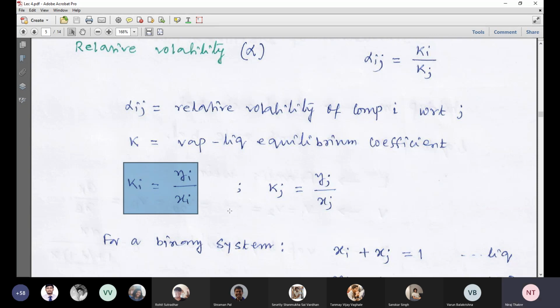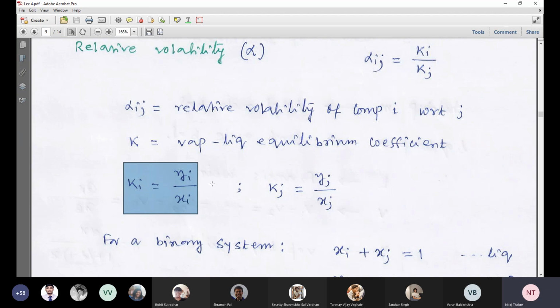Okay, let me ask in a different way. What is Raoult's law? Anyone can tell? Yeah, I think you know, Sankalp. Sankalp Bose, 10045. What is Raoult's law?